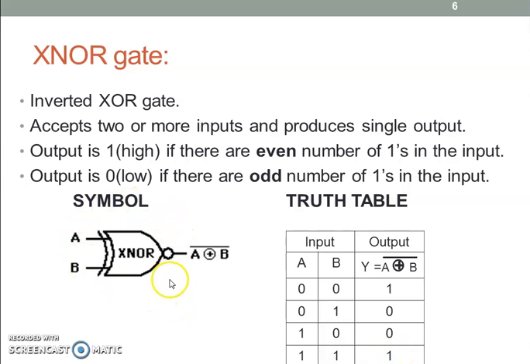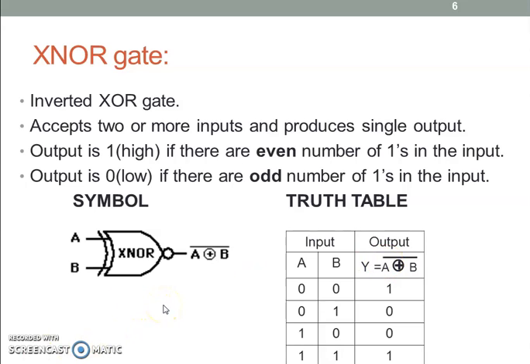This is the symbolic representation for the XNOR gate, meaning an XOR gate followed by a NOT gate. A and B are the two inputs for the XNOR gate. The output is (A XOR B) whole bar.